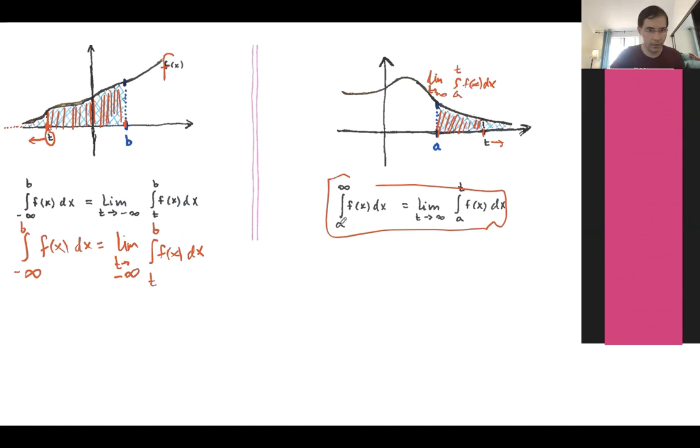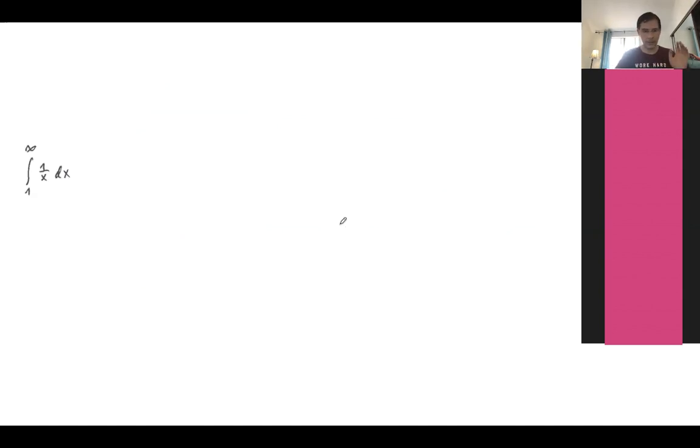So, a very quick example, 1 over x. So here's the function. Okay, 1 over x is the function that looks like this. This is the function 1 over x. And let's say this is 1, and I want to compute this infinite area. So I want to compute this integral from 1 to infinity of this function 1 over x dx. This is what I want to compute.